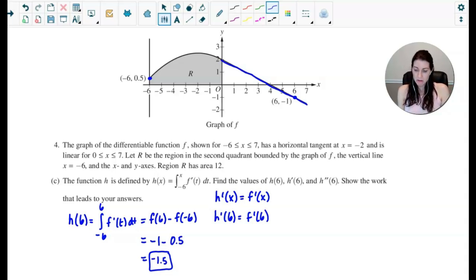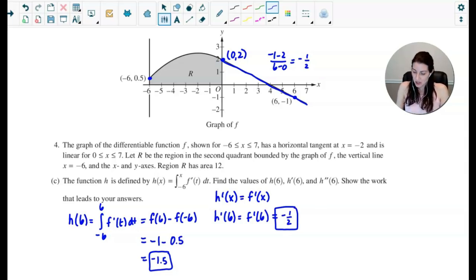And if you think about slope as rise over run, or thinking about going from this point at 0, 2 to this point at 6, negative 1, let me go ahead and write out those points. So if you found the slope and did y2 minus y1 over x2 minus x1, you would see that we would have a slope of negative 1/2. So that's going to be the value of h prime of 6.